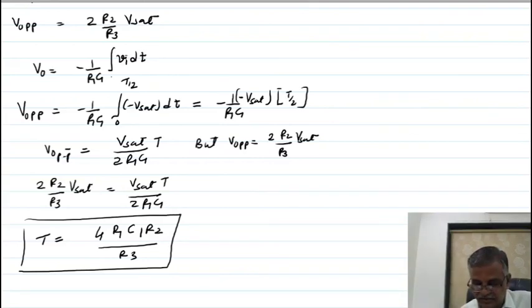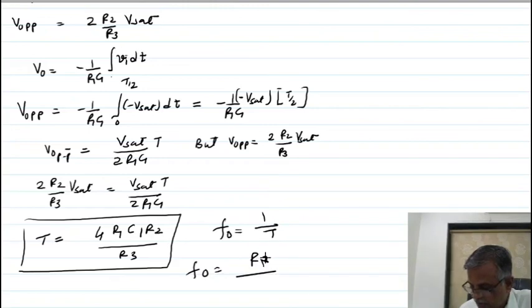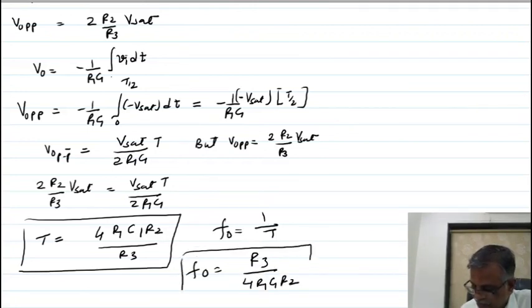I think you understand the entire lecture. The frequency of the oscillation, if you want to find, is 1 by T. So the frequency of oscillation is nothing but R3 upon 4R1 C1 R2 for a triangle wave oscillation.